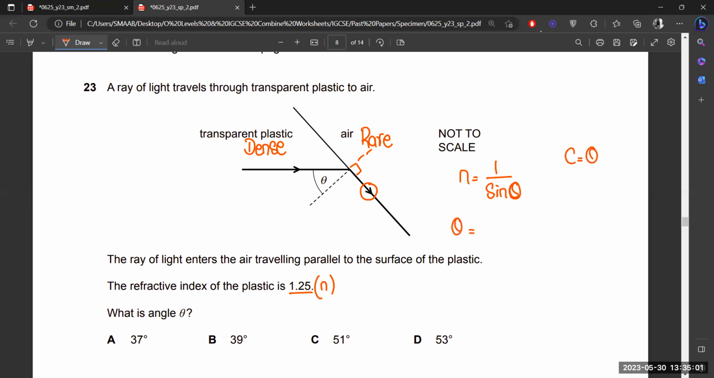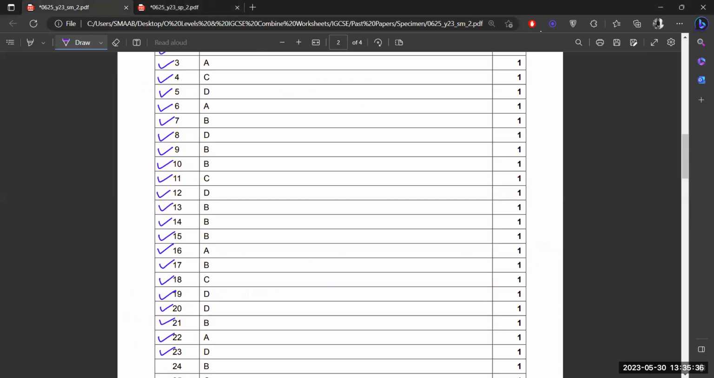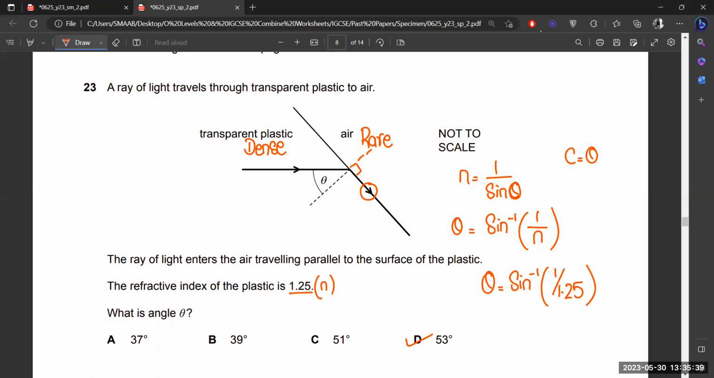So basically theta will be equal to sine inverse 1 over n. We just cross multiply it, but we are not going to write sine in the denominator, so that's why we write sine inverse. By substituting the value and calculating with the calculator, shift sine 1 divided by 1.25, you will get 52 point something, and if we round up, that will be equal to 53. Option D, 53 degrees, is the right answer for question number 23.